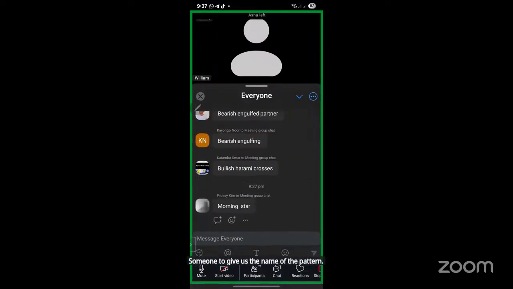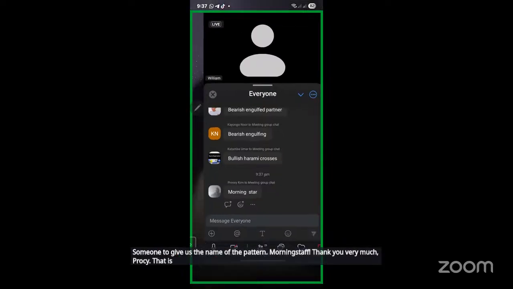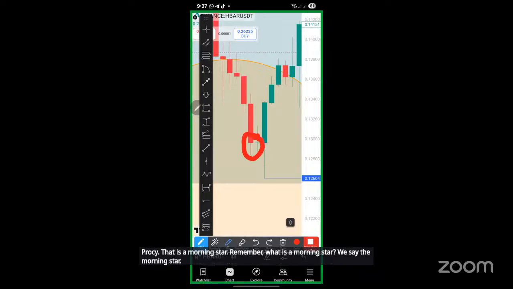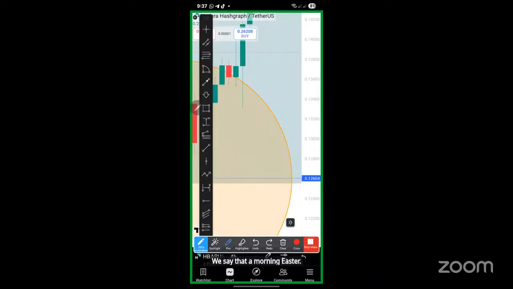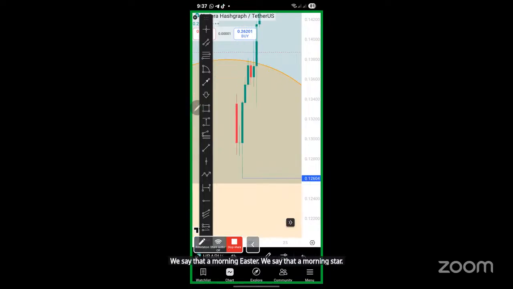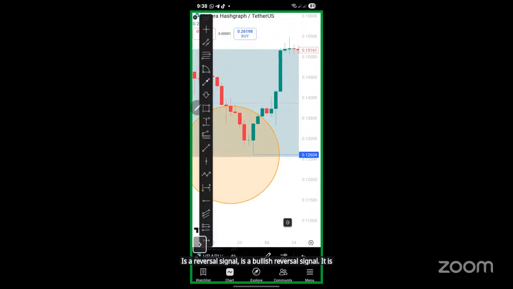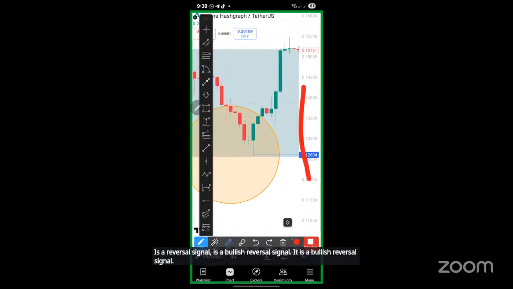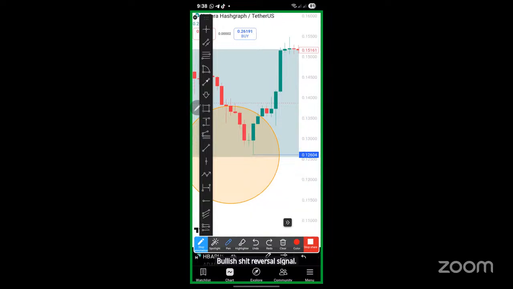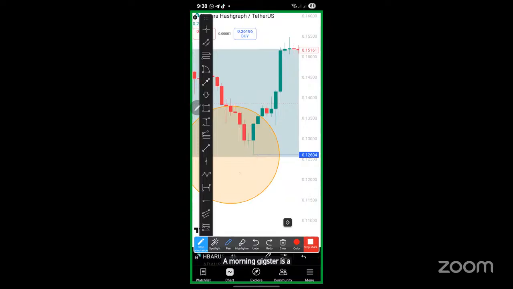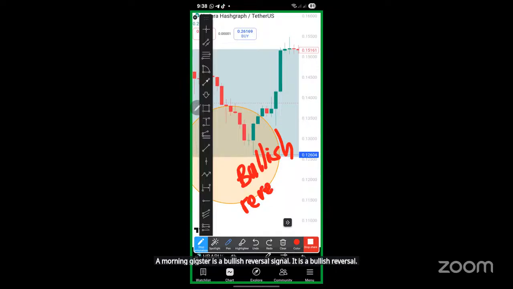Morning star. Thank you very much, Prosi. That is a morning star. Remember, what is a morning star? We say that a morning star is a bullish reversal signal. A morning star is a bullish reversal signal.